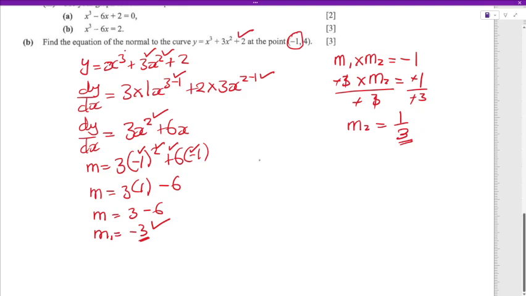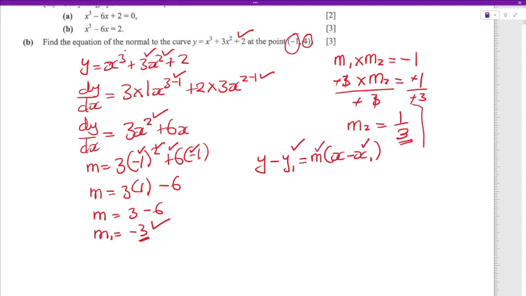All I have to do is say y minus y1 is equal to m open bracket x minus x1. Where there is y1, I'm going to plug in the y coordinate given to me in the original question, which is 4. Where there is x1, I'll plug in negative 1. Where there is m, I'll plug in this gradient I have found here, and then solve. The equation I'll find, that is the equation of the normal to the curve.